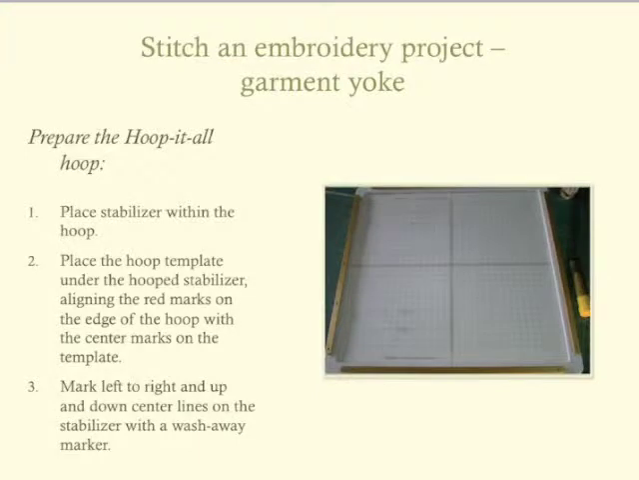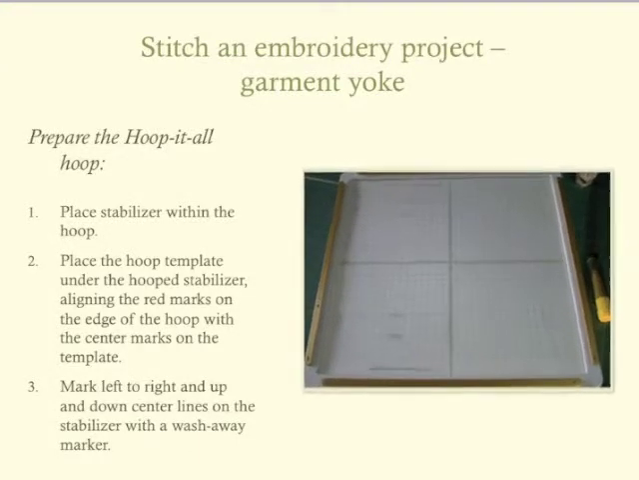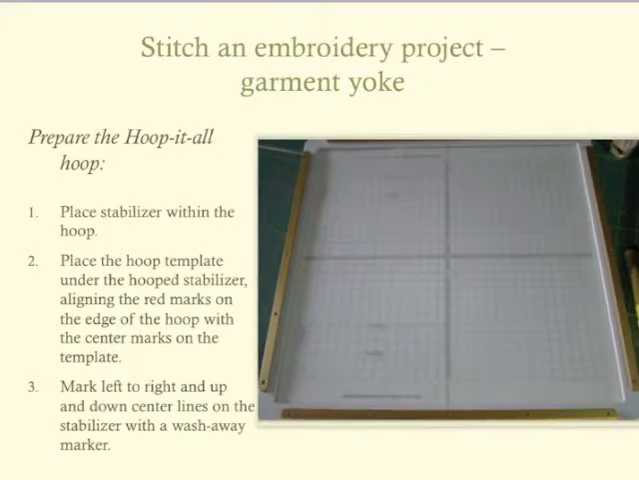Follow the instructions that come with the Hoop It All hoop for how to place a stabilizer on the hoop. Because I am putting embroidery on a garment, I used wash-away sticky stabilizer. I then aligned the Hoop It All template under the stabilizer so that I can use the template to align my materials in the hoop.